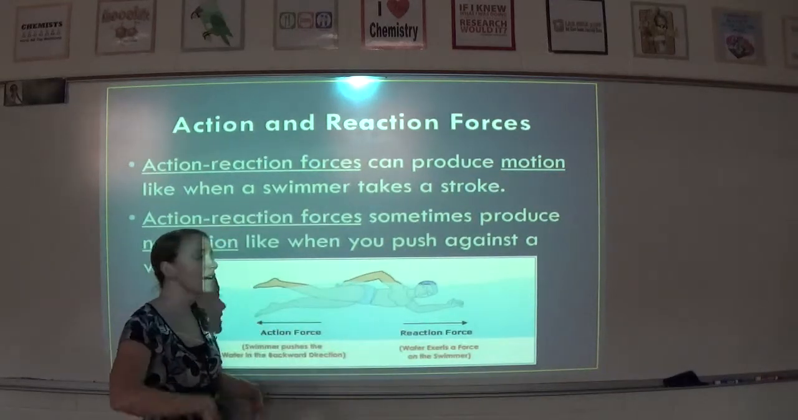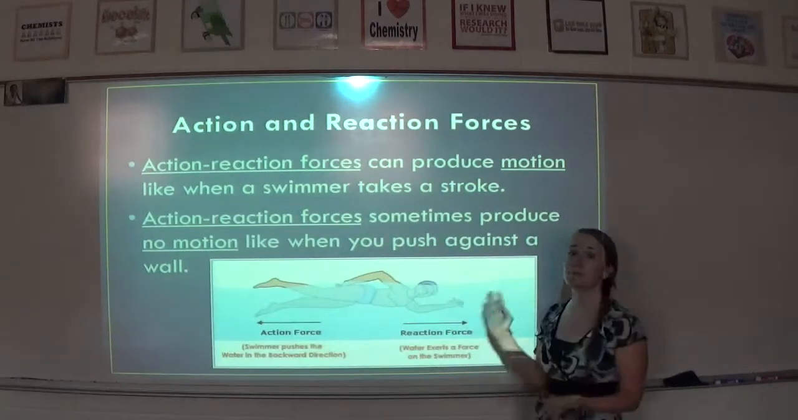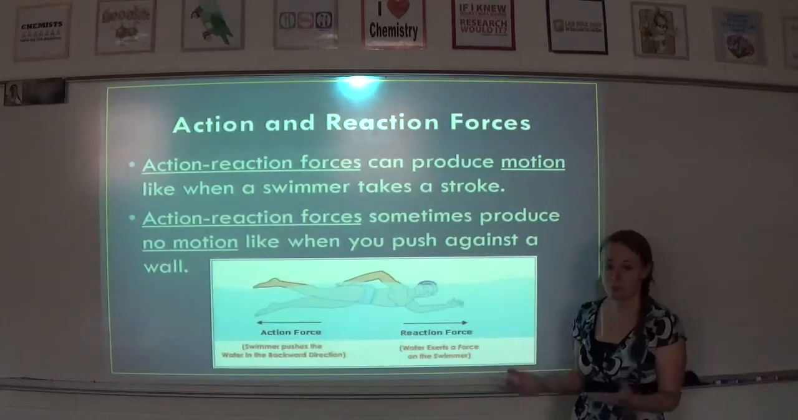That's how there's movement. There doesn't have to be movement though. For my example, when I push up against the board, because the board is pushing back, there is no movement.